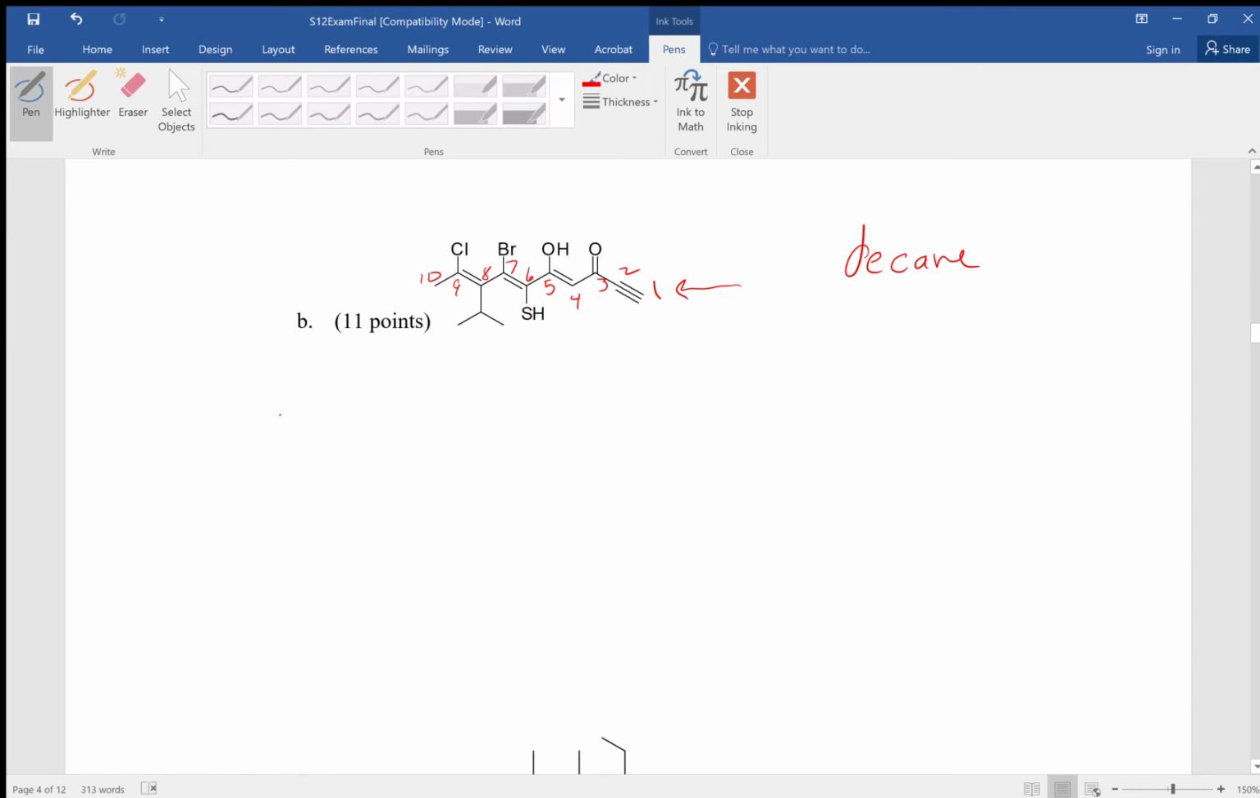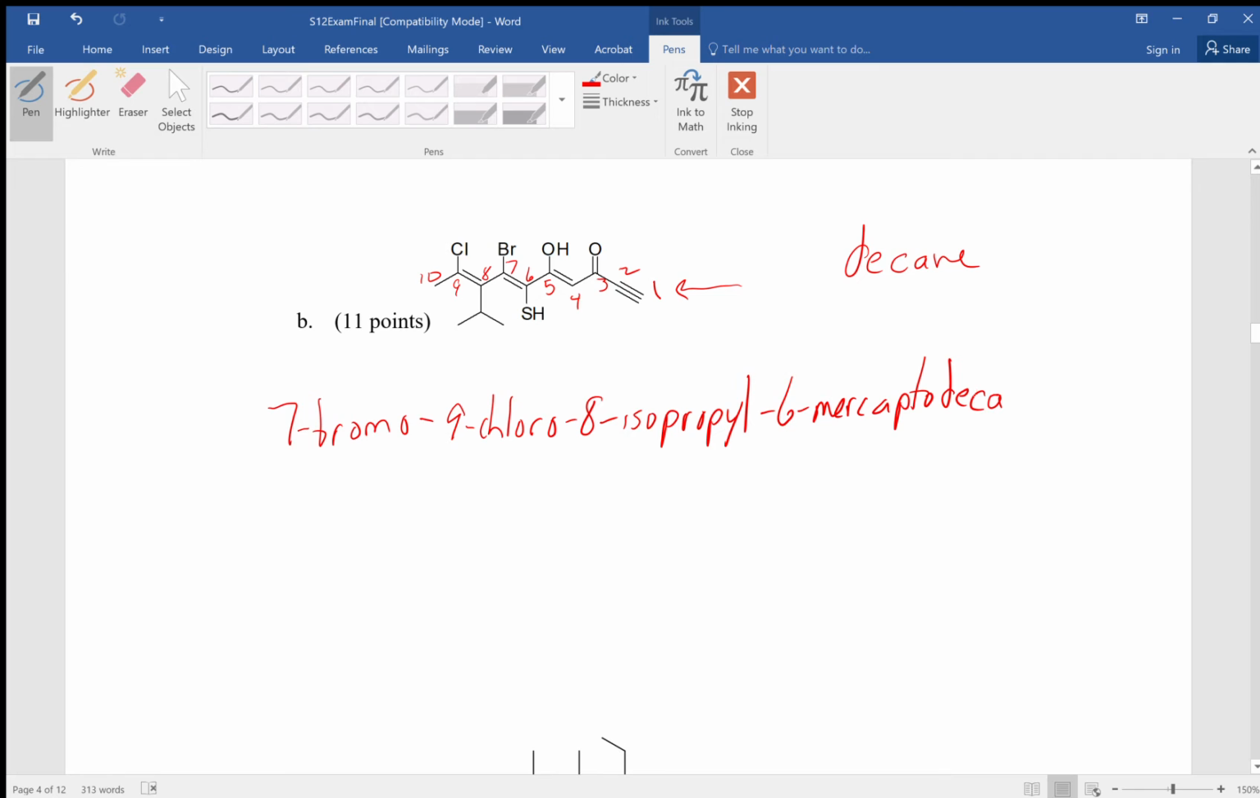So we start with our bromine, 7-bromo, then our chlorine, 9-chloro, 8-isopropyl, 6-mercapto. Then we get our parent name of decane.